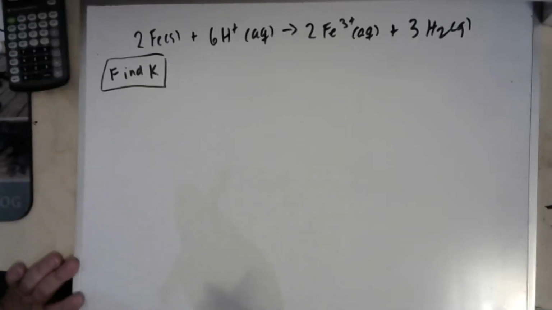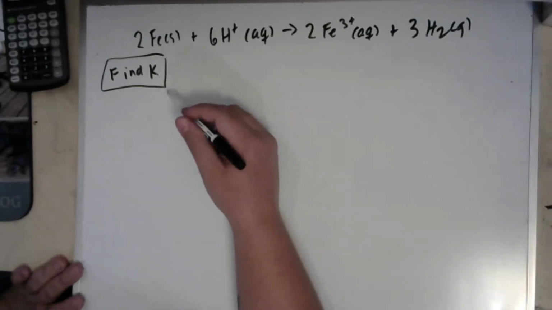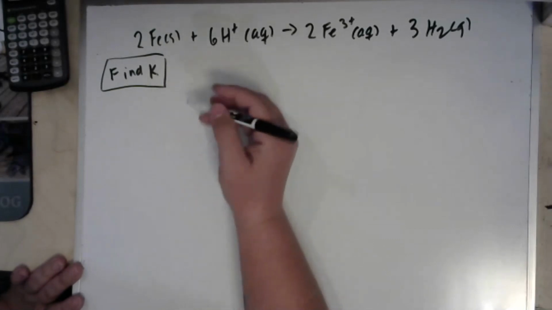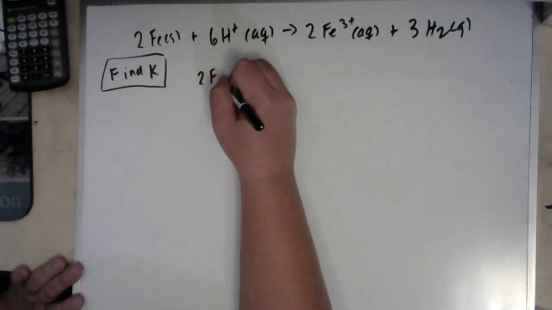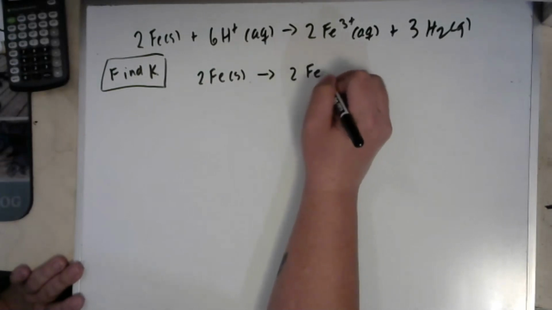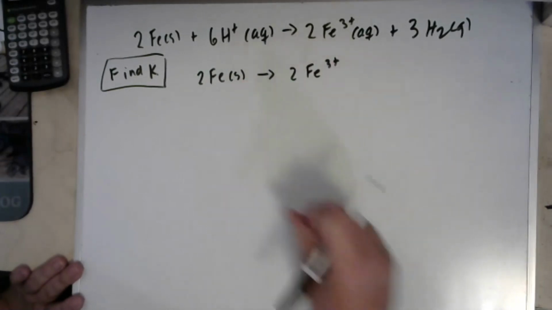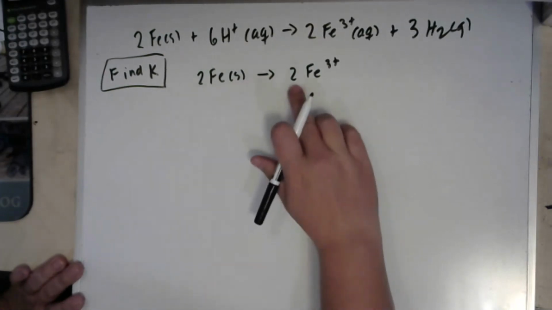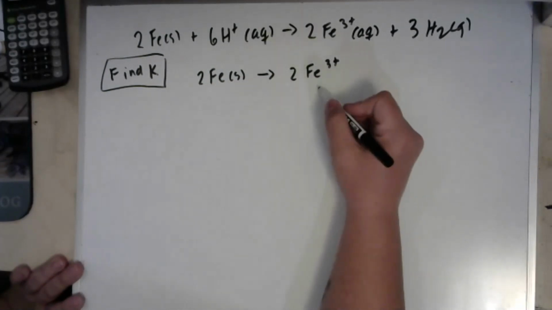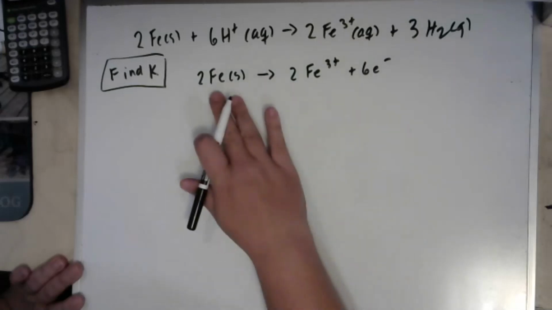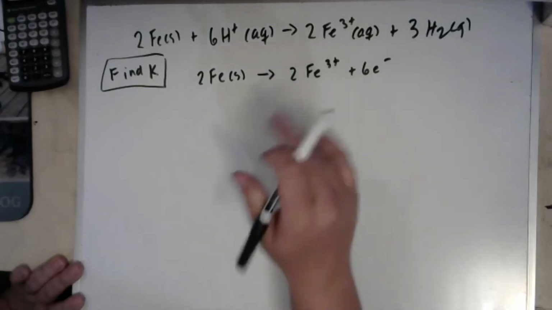Okay, so let's start off by dividing this up into our half reactions. We have the iron solid going to the iron ion, so that's going to be our oxidation. If we're looking at this in terms of electrons, we have a 0 charge here, and we have 2 times positive 3, which is a positive 6 charge here. So we're going to need 6 electrons to equal out the charges.